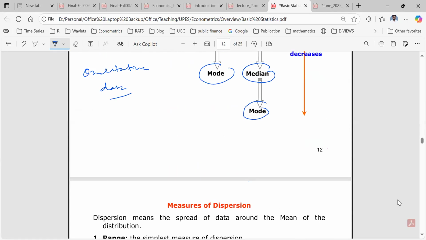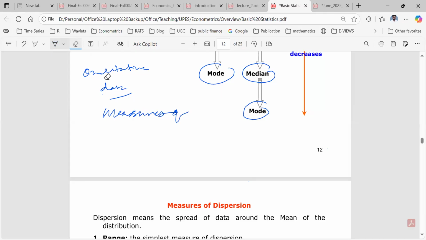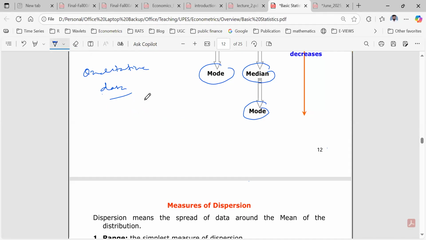Okay, so if I write measures of dispersion, please write it down. Measures of dispersion, MOD. There are two types of measures. One is absolute measures. The second one is relative measures.